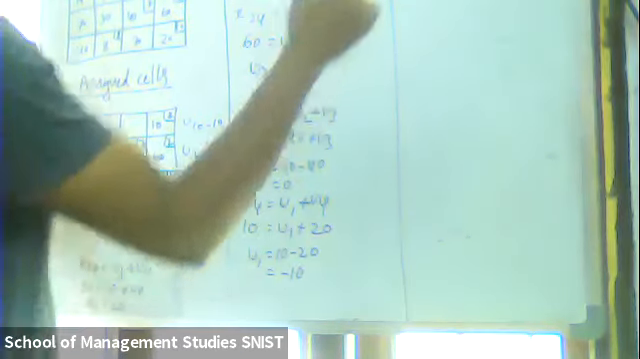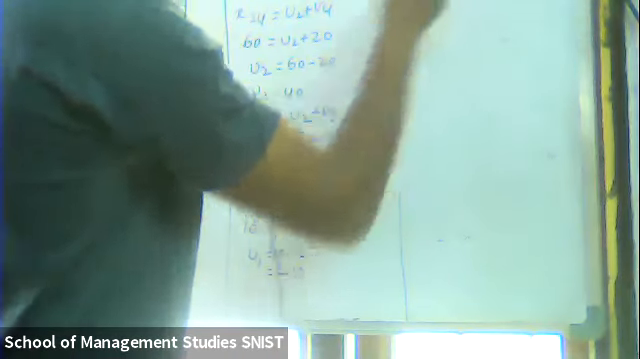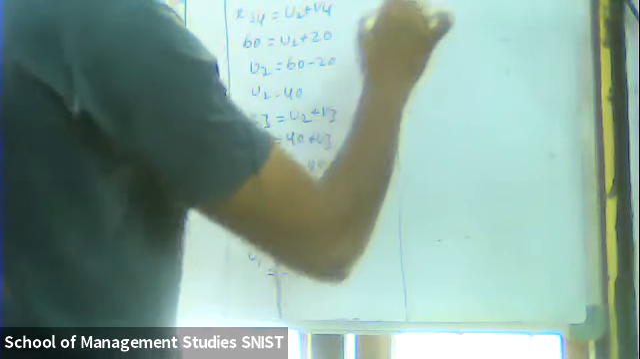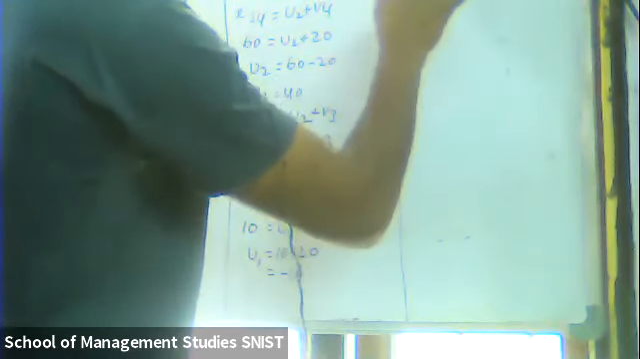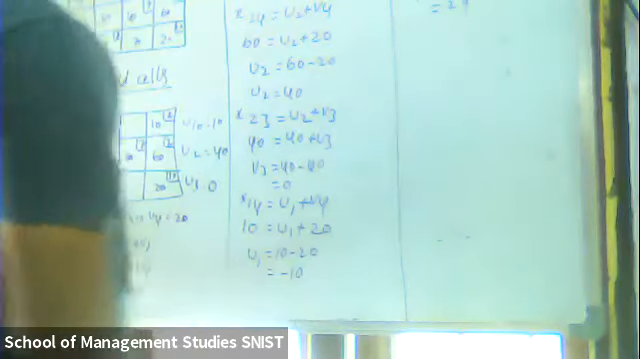Okay, so x11 equals u1 plus v1. x11 is 19, u1 is minus 10, plus v1. So v1 equals 19 plus 10, so that is 29.